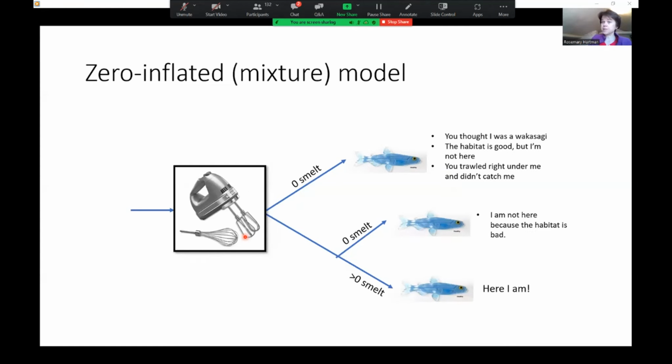Now, a zero-inflated model or mixture model treats some of your zeros as if we're doing a regular old regression where occasionally you have zeros for whatever reason. That's separate from the zeros that are due to just being in totally the wrong place or something like that. So this gives you a little more information about what is causing those zeros.